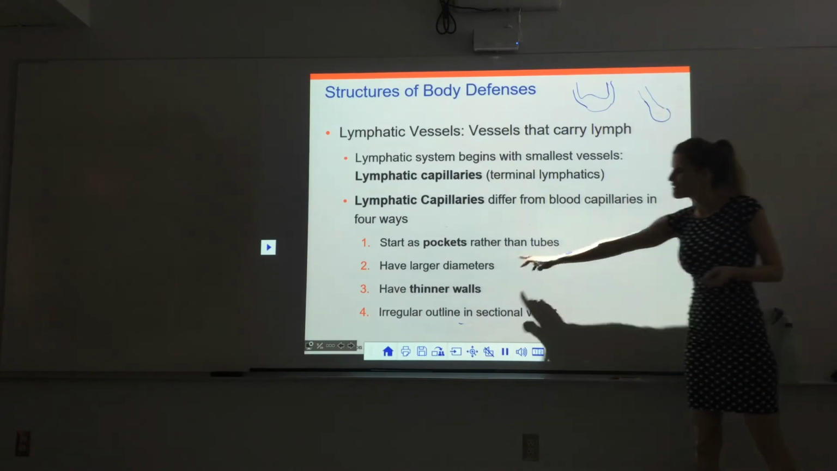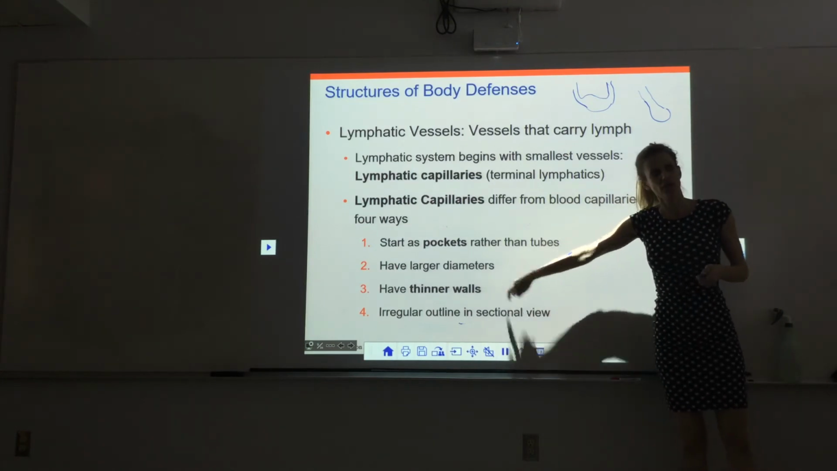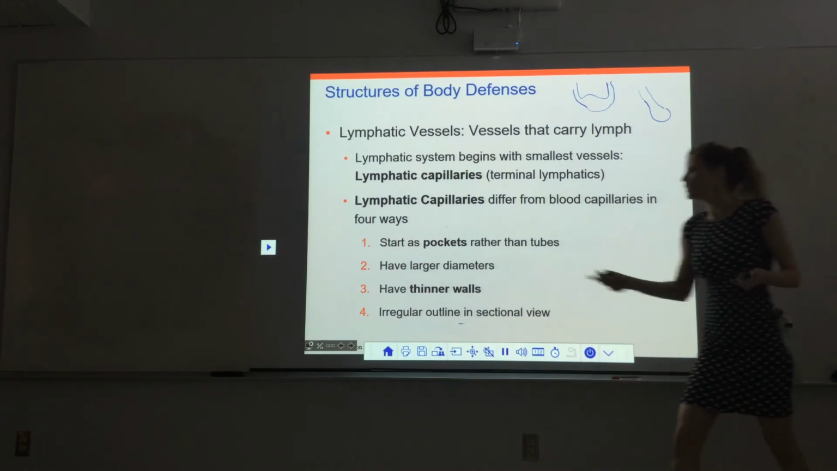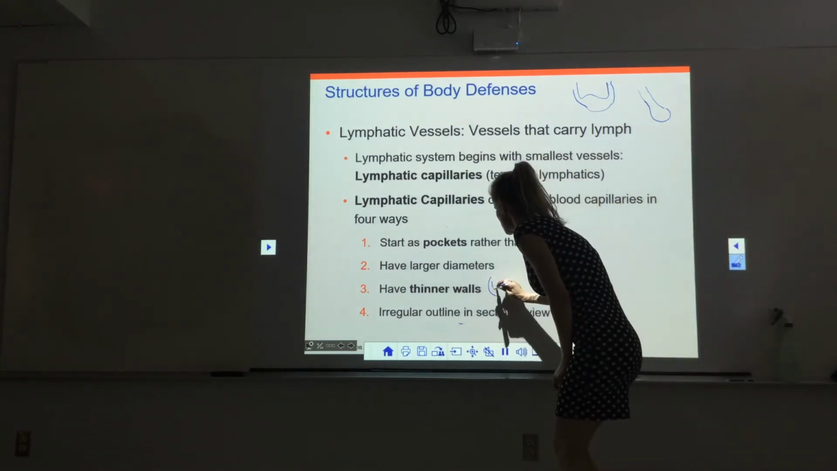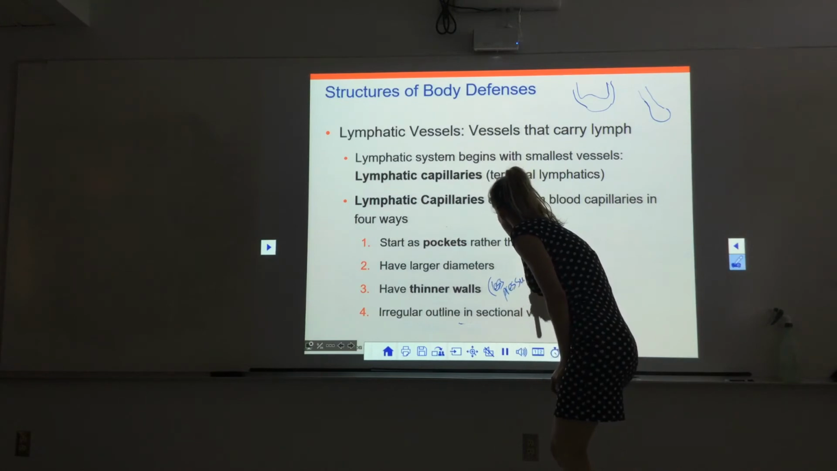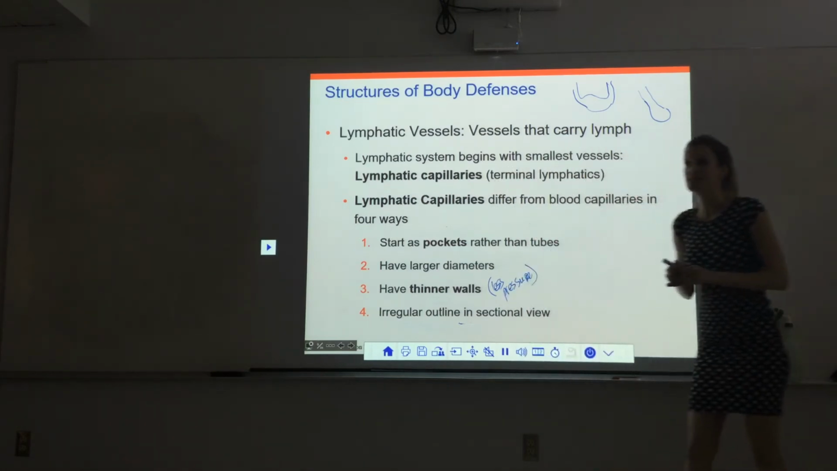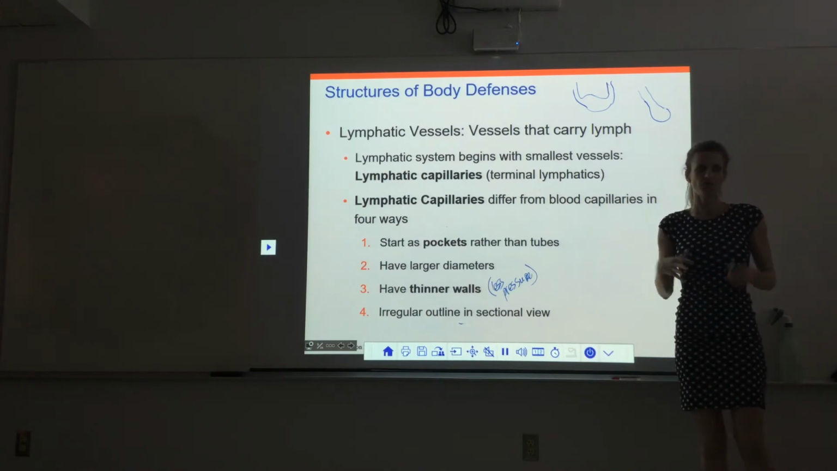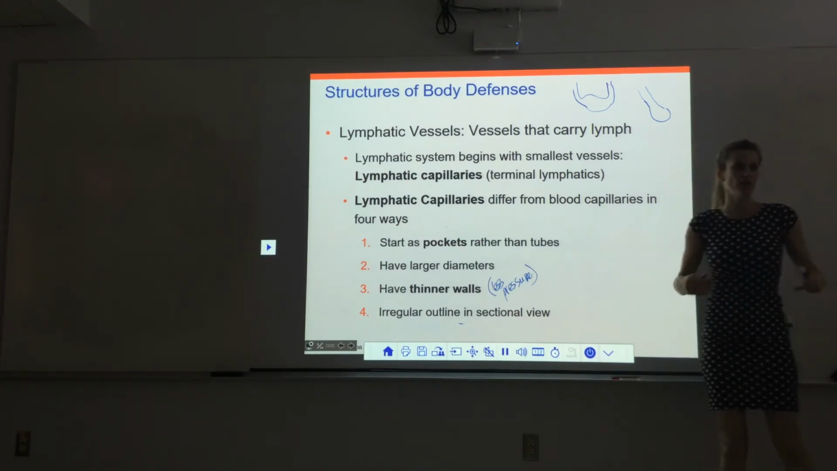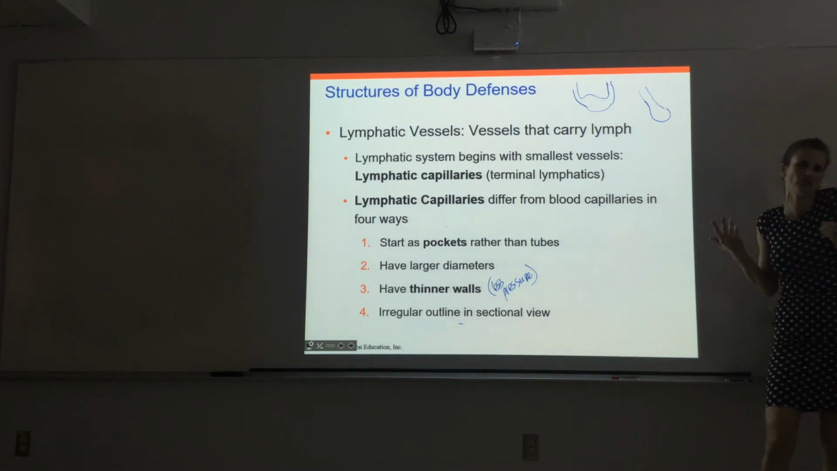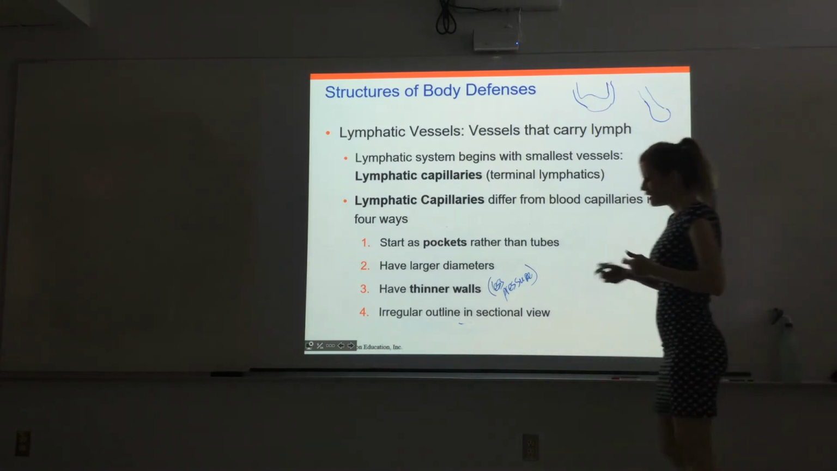They also tend to have larger diameters than the blood capillaries do, and thinner walls. The reason they can have thinner walls is because they have to deal with less pressure. We do not have anything that's equivalent to the heart pushing this lymph forward. So there's not nearly as much pressure allowing the lymph to go forward, so the vessels can be really weak and kind of floppy. They don't need to be strong like blood vessels do.